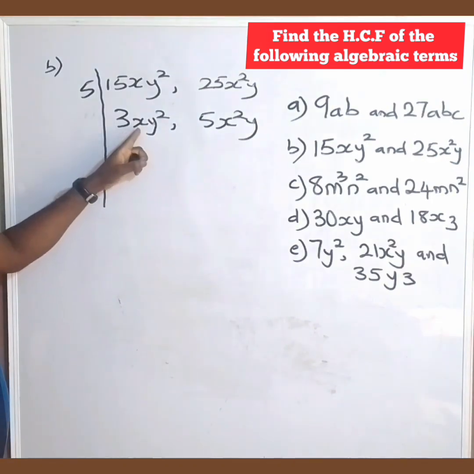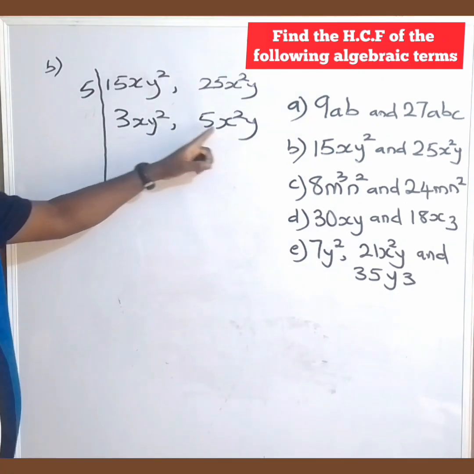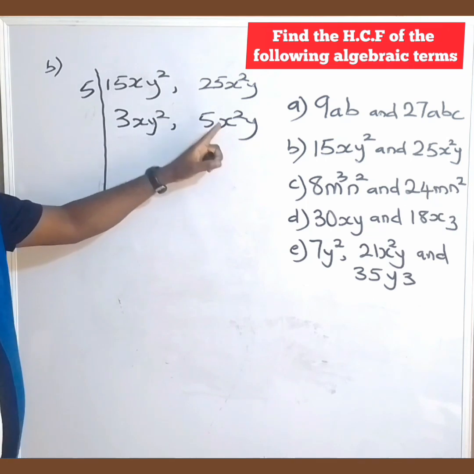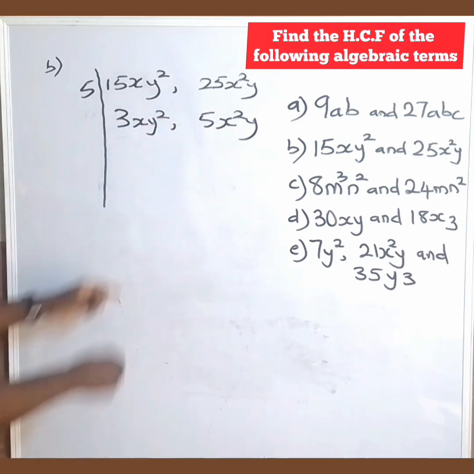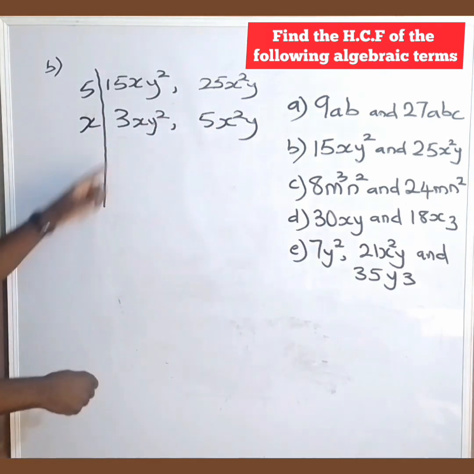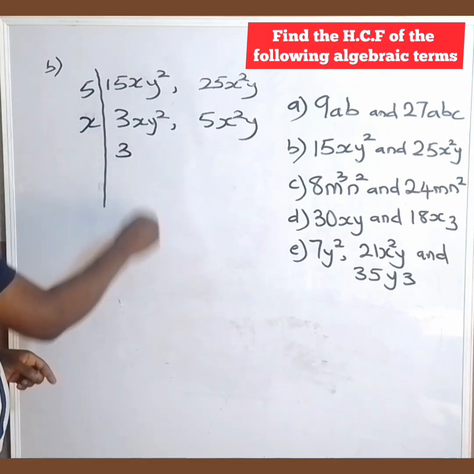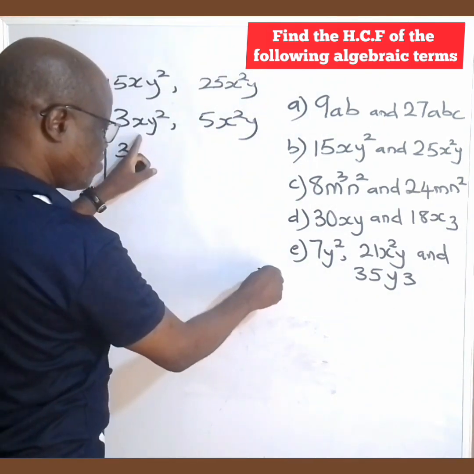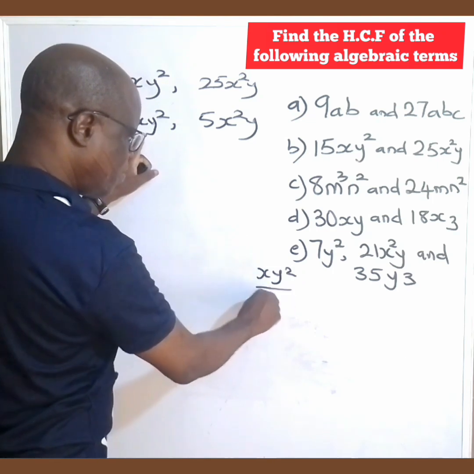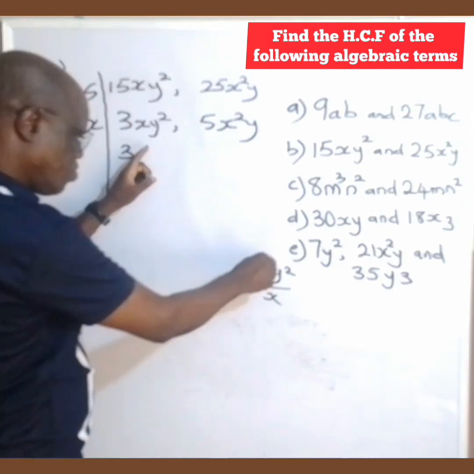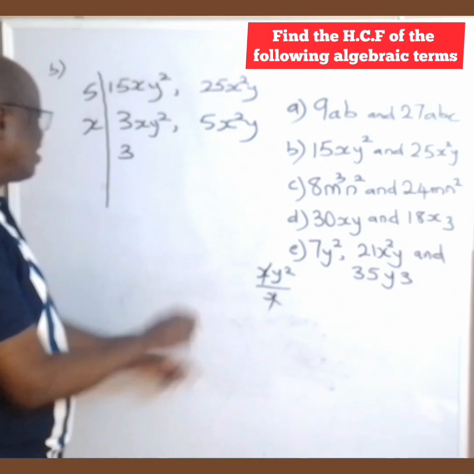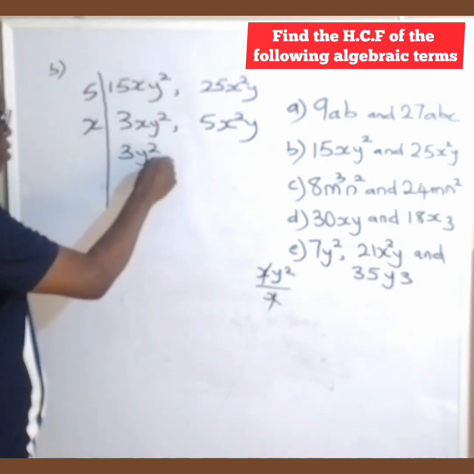Now go to letters. When you get to the letters, which letter can you find here and here? You can find X here and X here. So you write your X down. Write these 3 down. So you now say, okay, XY squared divided by X. So you cancel this. You have Y squared. So write your Y squared down.